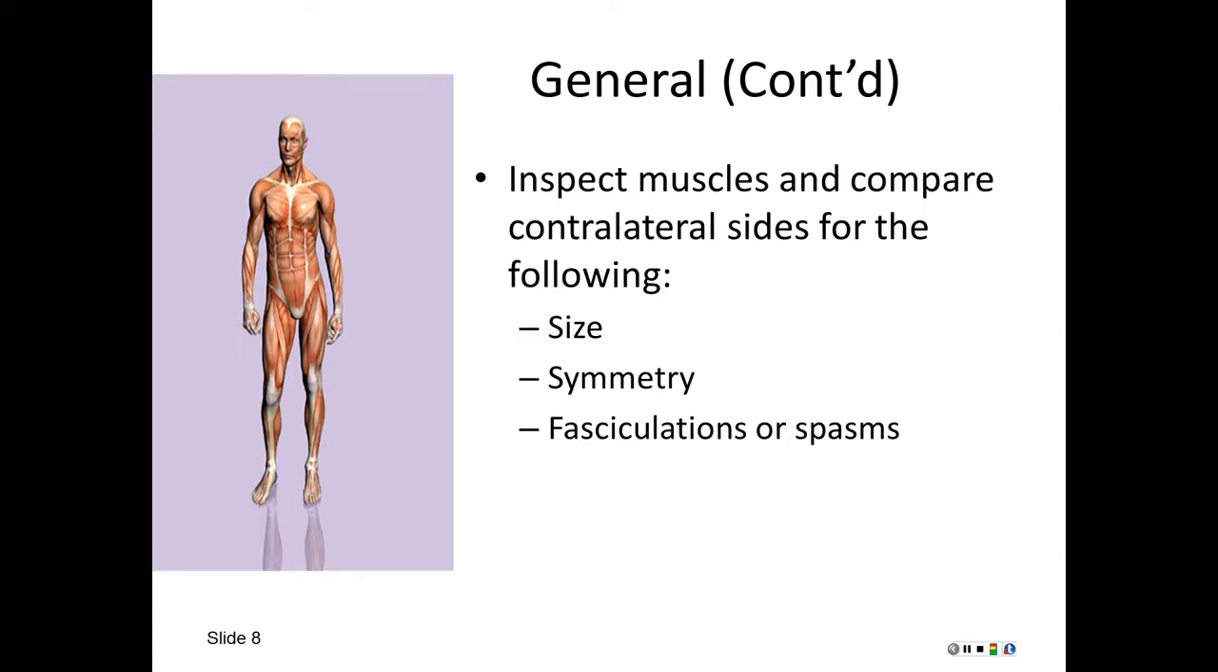Then you're going to inspect the muscles and compare contralateral sides for size, symmetry, and fasciculations or spasms. Fasciculations often will be in the eyes, or any kind of spasms that the muscles will have, and you can see that sometimes in the biceps, or you can see spasms in the leg occasionally.